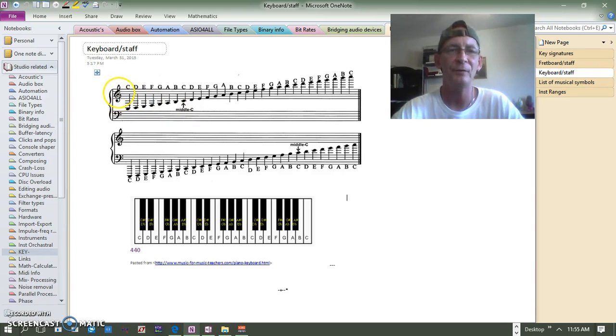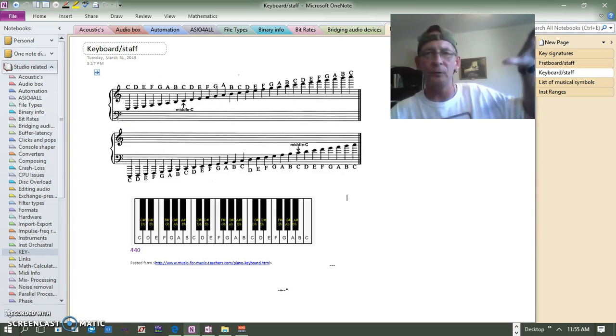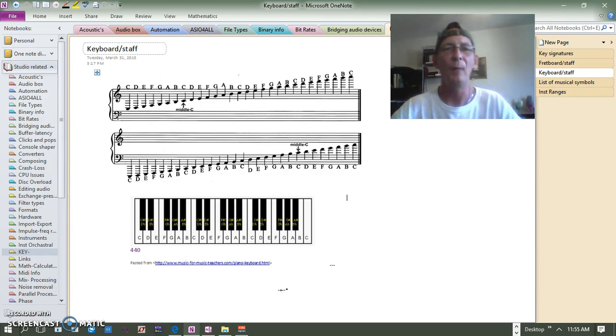You have a treble staff and a bass staff, treble clef and bass clef, and they're separate staffs for working with upper register music and for notes that are lower register, higher and lower frequency notes. That's a very simple concept to understand, and now you understand that.